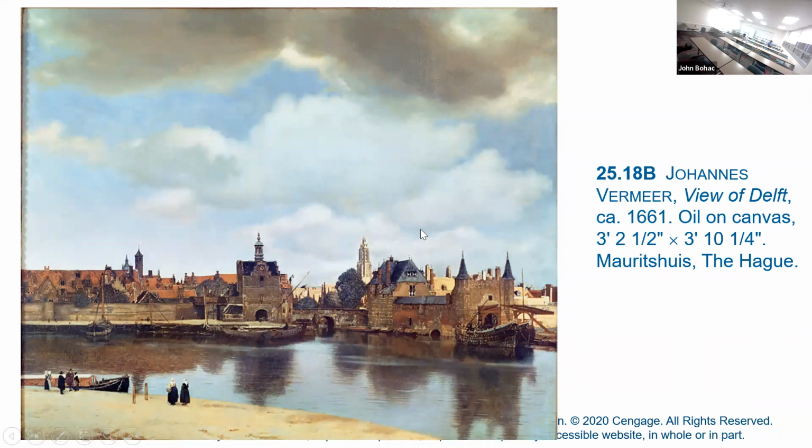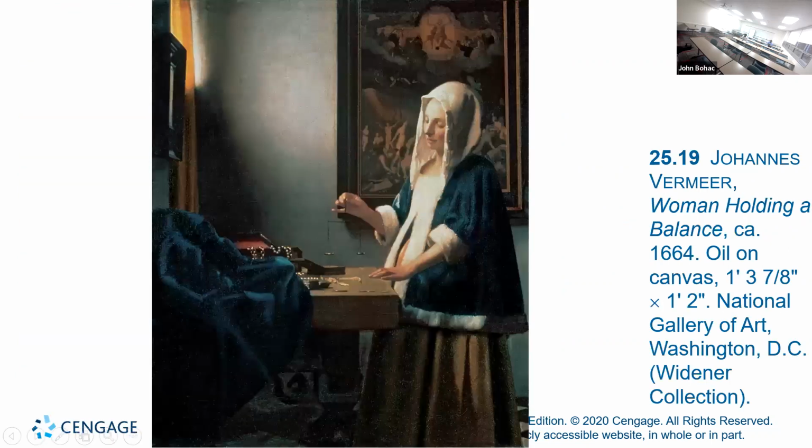And so Vermeer makes a career. Vermeer is the other great painter of the 17th century. And this is what he's famous for. Woman holding a balance, 17th century. This one actually belongs to the National Gallery in DC.